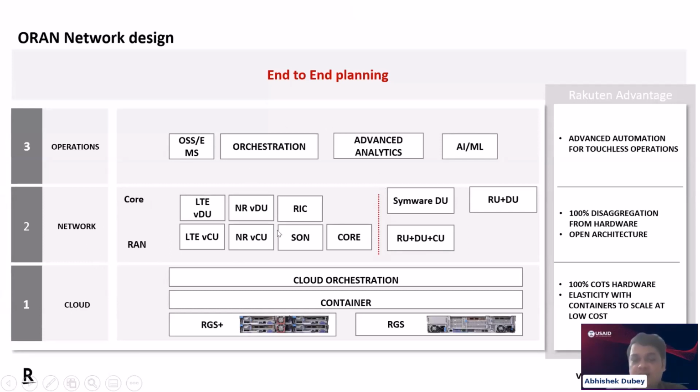Okay, so this is what we required for end-to-end planning, and you have to make sure that you are going to follow these steps. If you talk about the Rakuten advantages in deployment, whatever we are deploying is first of all COTS hardware. It means it is Intel-based x86 hardware. Okay, it's commercial off-the-shelf hardware.